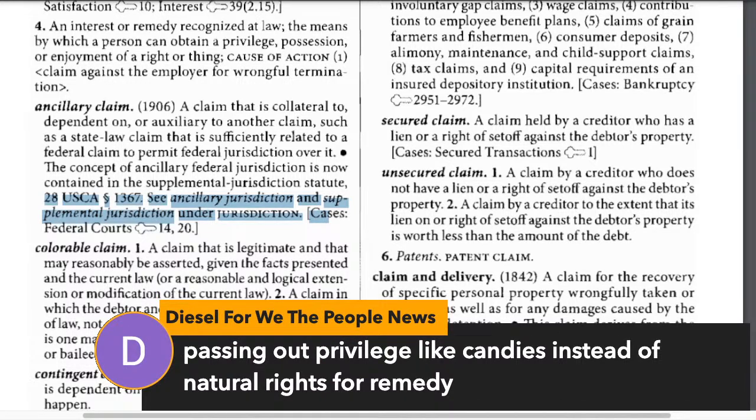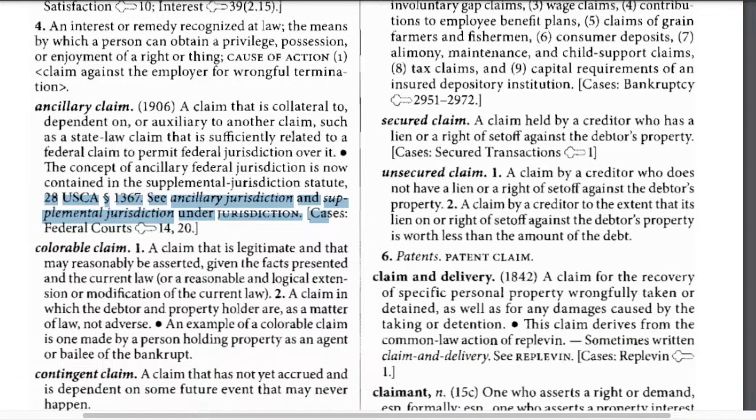Let's see what we got here. Passing out privilege like candies instead of natural rights for remedy. Well, these are in civil actions, though. This was taken, something that couldn't be remedied in the private, and it was taken to the courts. And this is how they have to dole it out. These are ways disputes have been settled without violence since the 13th century so far. So I guess it behooves us to learn some of these terms because I guess the alternative might not be as well.